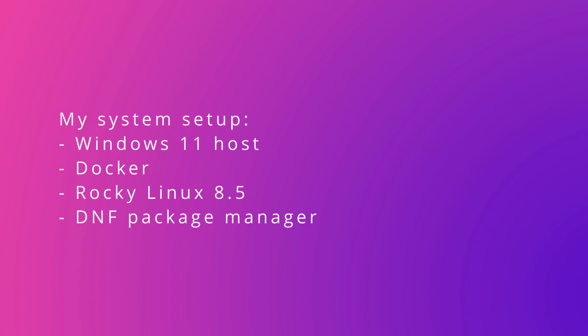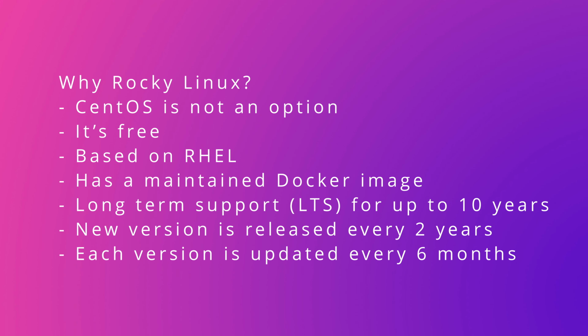I'll be using my Windows 11 machine running Docker with a Rocky Linux image version 8.5, which is the same as Red Hat Enterprise Linux 8.5. You can use any Linux distro based on Fedora or Red Hat. I chose Rocky Linux because CentOS 8 is no longer supported and CentOS 7 will be end of life in a few years. Rocky Linux is free and based on Red Hat Enterprise Linux, has a maintained Docker image with long-term support for up to 10 years.